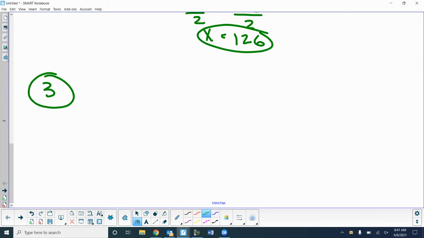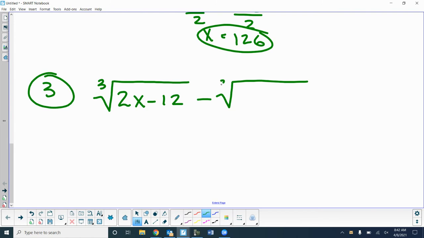Okay, this one's a little different. What's different about this one? There are two radicals on one side. So, since it's equal to 0, what makes this a lot easier is to do what? Add the second one over, so you got one on each side.